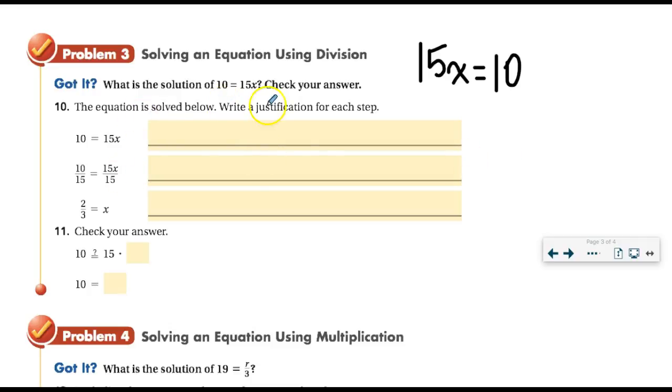So the equation is solved. Write a justification for each step. Okay, so my justification is simply that I copied the equation right here, I believe, is what they're looking for.